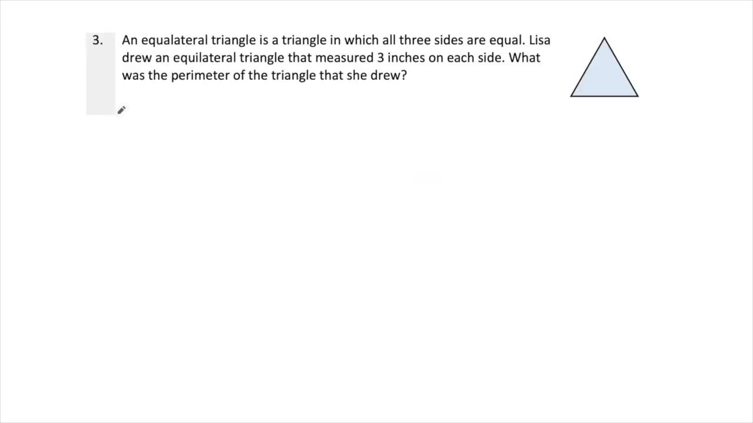For this problem, we have to figure out the perimeter of the triangle she drew. We know that the triangle she drew is an equilateral triangle, and each side measures 3 inches. To find the perimeter, we have to find the sum of these 3 sides. In this case, that would be 3 plus 3 plus 3, which is equal to 9. So the answer to this problem is 9 inches.